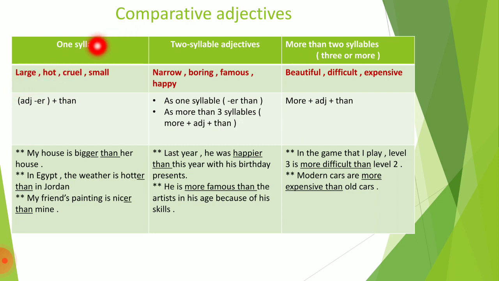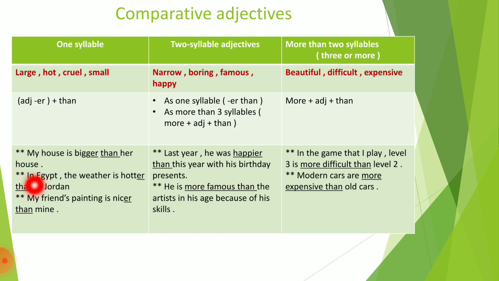كيف بدي أقارن باستخدام ال one syllable adjectives؟ We are going to add er to the adjective and then we will put than. بمعنى مثلا لو كان عندي الadjective big راح تصير my house is bigger than her house. فأنا عندي هنا مقارنة بين بيتي وبيتها. فمشان هيك استخدمنا my house which is bigger than her house. فاستخدمت الadjective big بعد هيك زدت لها ER وضفت than فصار معناها بأنه بيتي أكبر من بيتها.